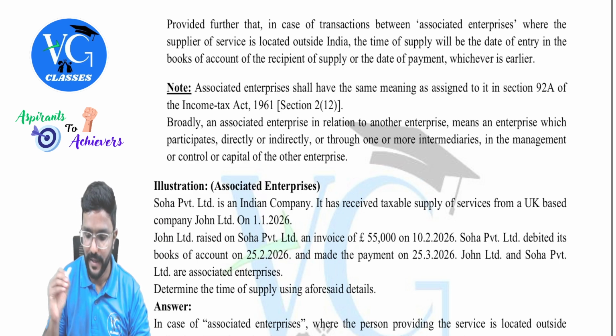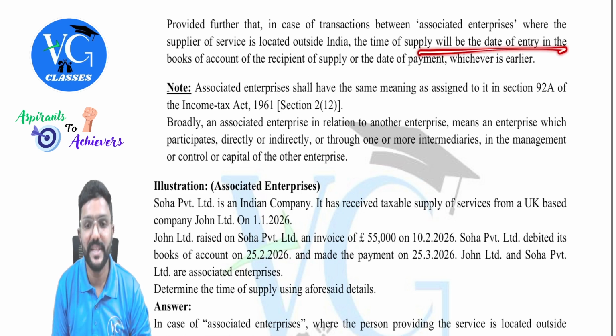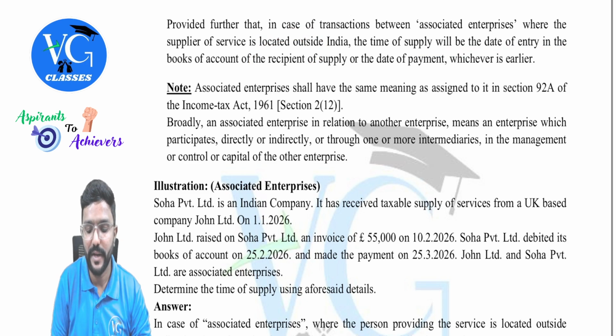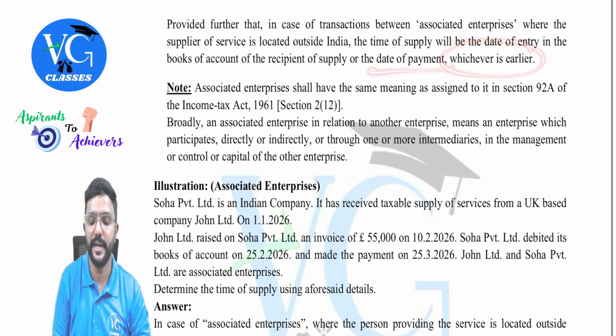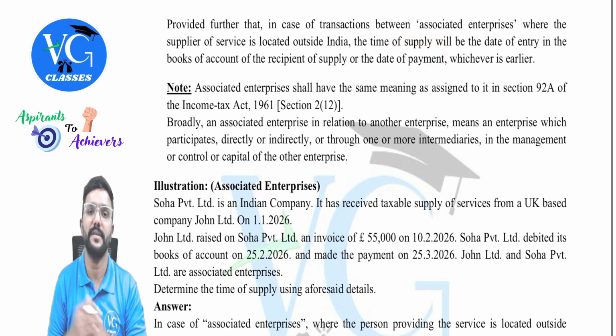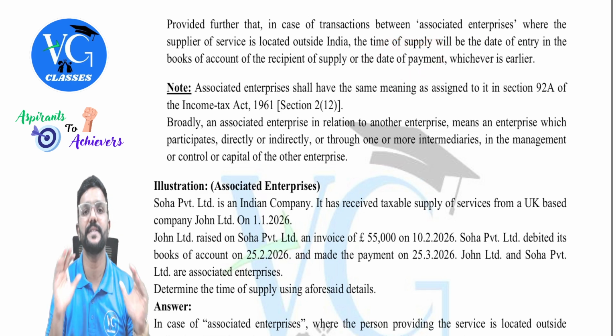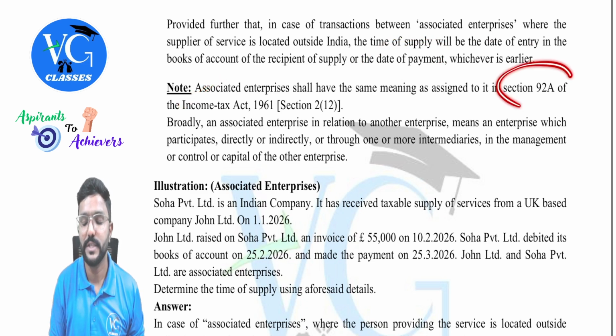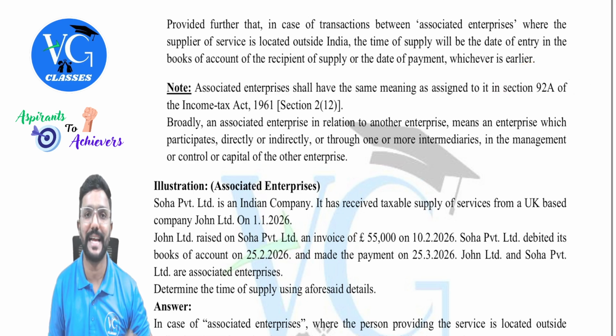Sir, what is the time of supply? The time of supply shall be the date of entry in the books of accounts of the recipient who is in India of the supply, or the date of payment, whichever is earlier. Date of payment from whom, sir? Recipient. Whichever is earlier, guys. And who is an associated enterprise? They are connected to section 92A of the Income Tax Act.